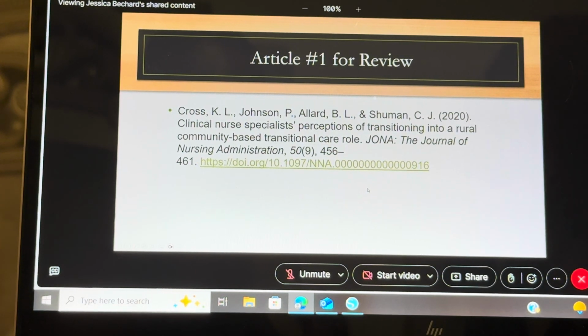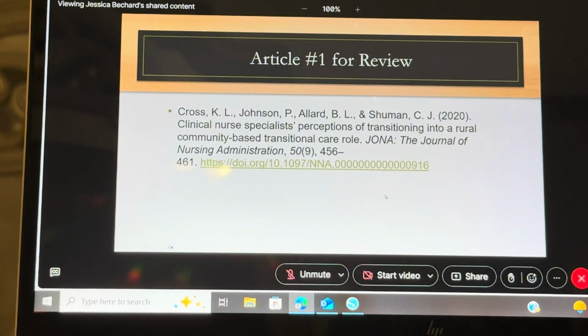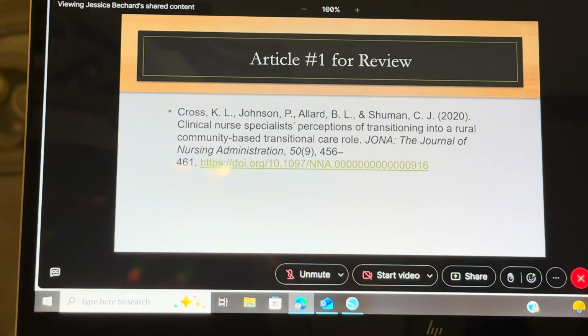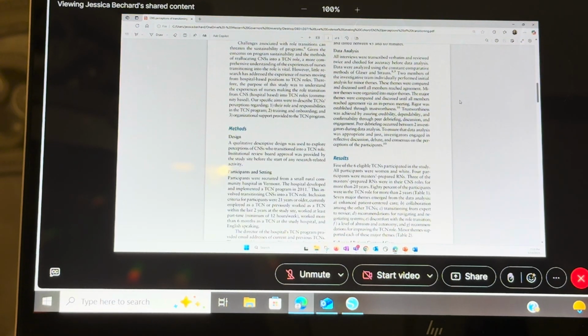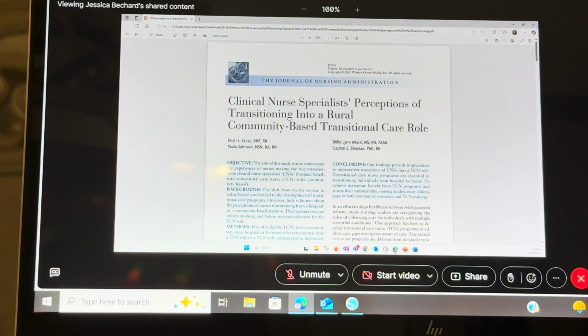So let's look at this article. This article is called Clinical Nurse Specialist Perceptions of Transitioning into a Rural Community-Based Transitional Care Role. Okay, so let me get that pulled up. All right, so here is our article. No worries, Diane. That's okay. We'll get you through a couple of these before our time's up.